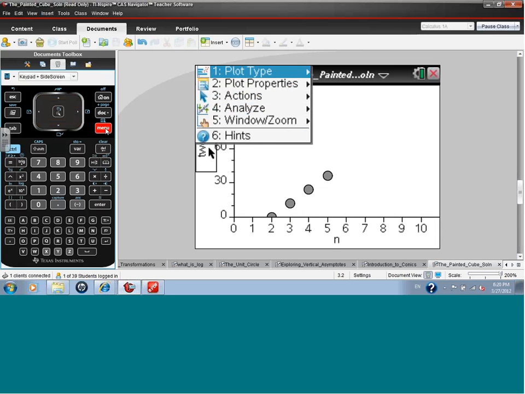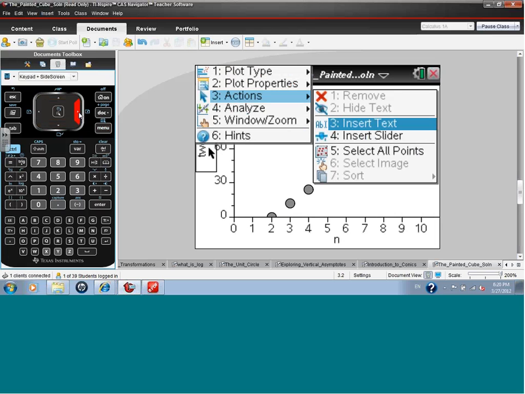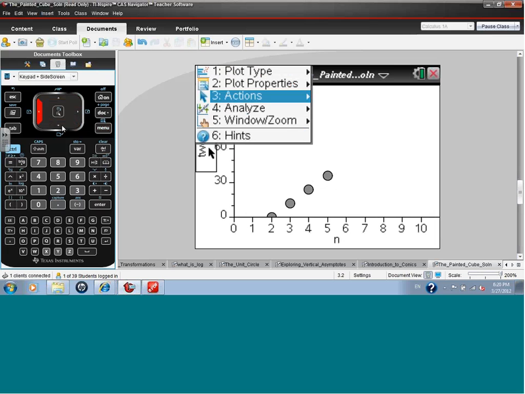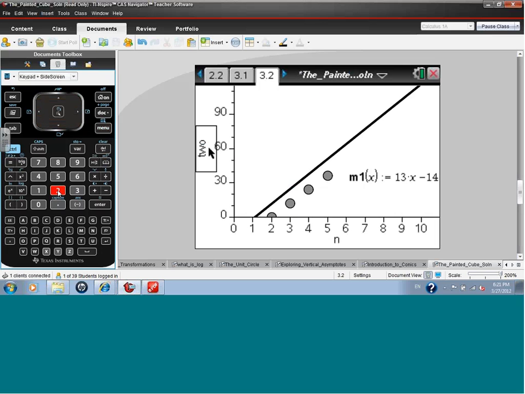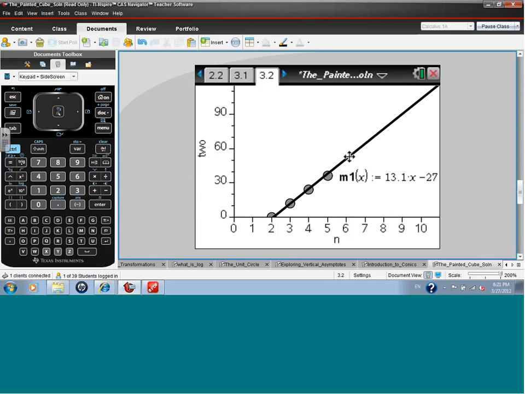One is to add a movable line, and the other one is... sorry, I clicked the wrong one there. Let me go back a step. The other one is a regression line. So I'm going to select add a movable line. And this is kind of like the parabola that we saw in the basketball activity. This line is movable. If I put the cursor here in the middle, I can shift it. And if I place the cursor out over one of the ends, I can rotate it until I get something that's pretty close. So I've got a line that's 12.4x minus 26.